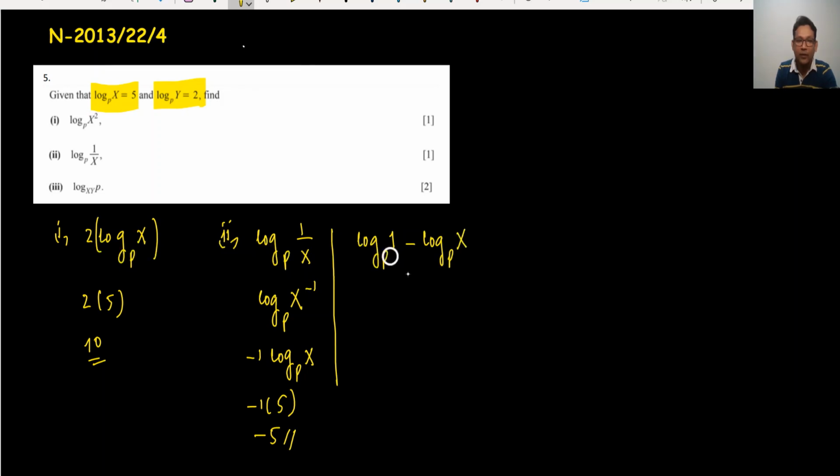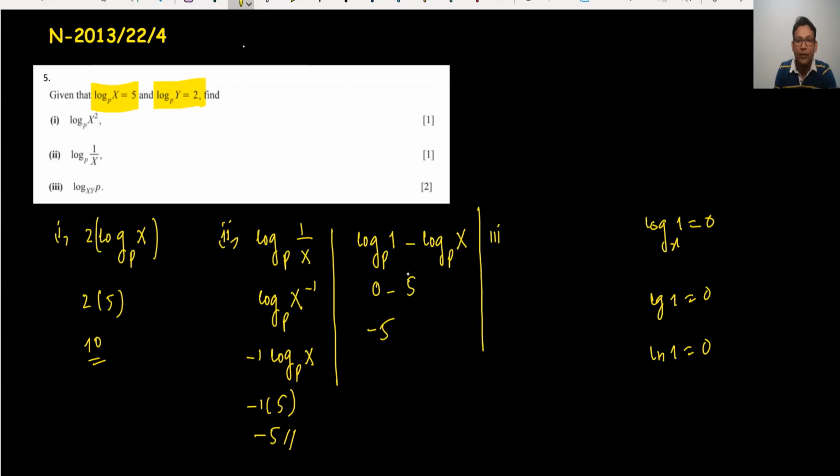And remember, when we have log of any base with 1, it is always equal to 0. log 1 is 0. When you have ln 1, it is equal to 0. This is fixed, we cannot change it. So this is 0 minus 5, and so it's coming minus 5. That is the second possibility.